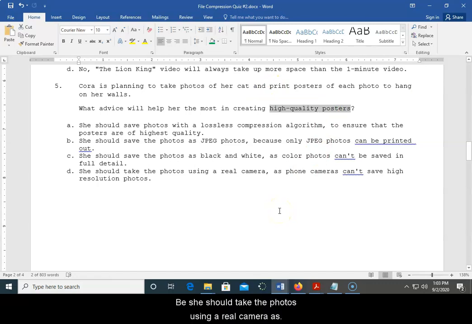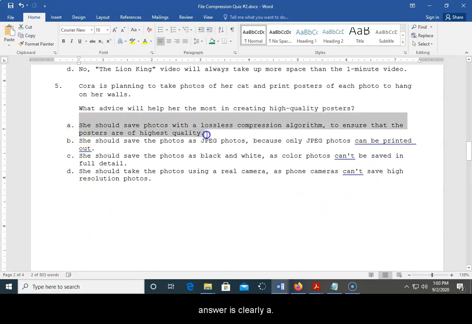D, she should take the photos using a real camera, as phone cameras can't save high resolution. That's also not true. Phone cameras can save high resolution photos. So your answer is clearly A.